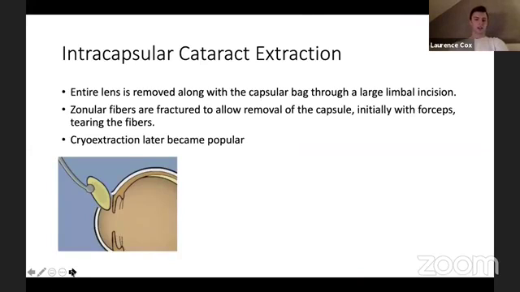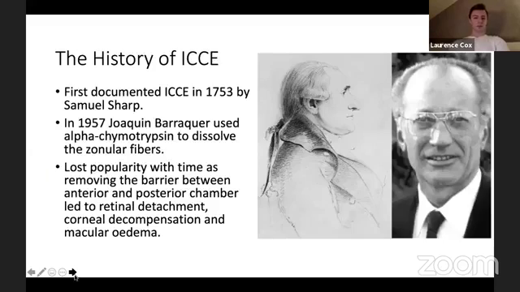So onto intracapsular extraction. Here the lens is removed along with the capsular bag through a large limbal incision. So unlike extracapsular, here you're removing the entire lens capsule. And obviously to do that, you're going to need to tear or pull the lens away from the zonular fibers somehow. Initially, this was just done with forceps and manually pulling the lens capsule away from the fibers. Later on, cryo extraction became a bit more popular. So this was first performed in 1753, as I mentioned earlier, by this gentleman on the left here, Samuel Sharp.